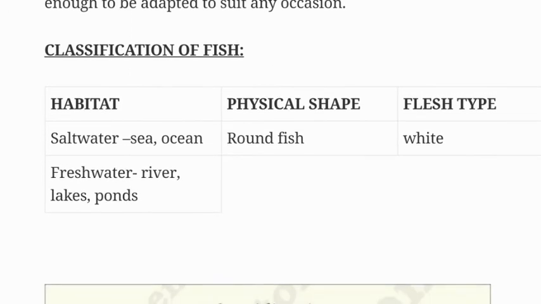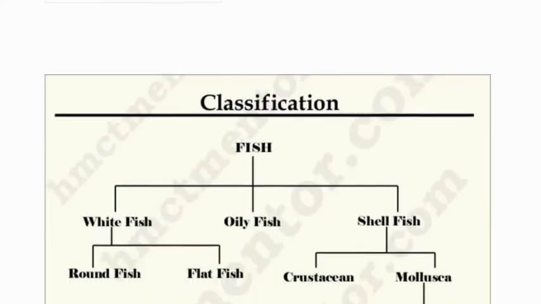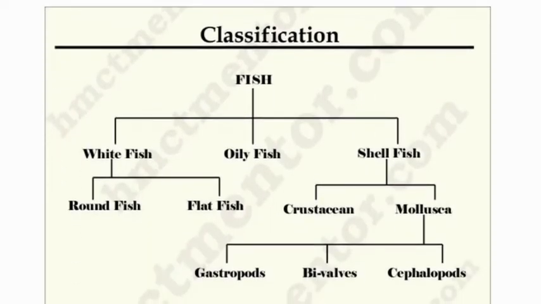Classification of fish. As per the habitat, the fishes are classified into saltwater fishes or freshwater fishes. On the physical shape, fishes are classified into round fish and flat fish, and on the basis of flesh type, fish is classified into white fish and oily fish. And the other one is shellfish, which have shells on their body.